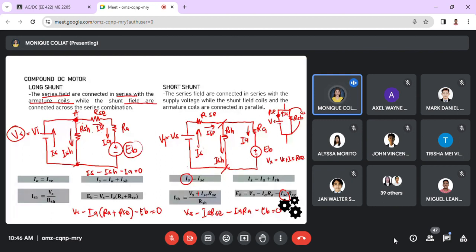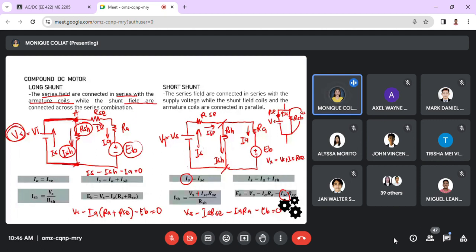Okay. Next is to get ISH, ganun pa rin, Vs divided by RSH. Okay? Kasi wala namang ibang nandito sa harap, di ba? Walang ibang resistances na nasa gitna nila. That's why Vs is equals to the voltage across RSH. So you can get ISH using Vs over RSH.